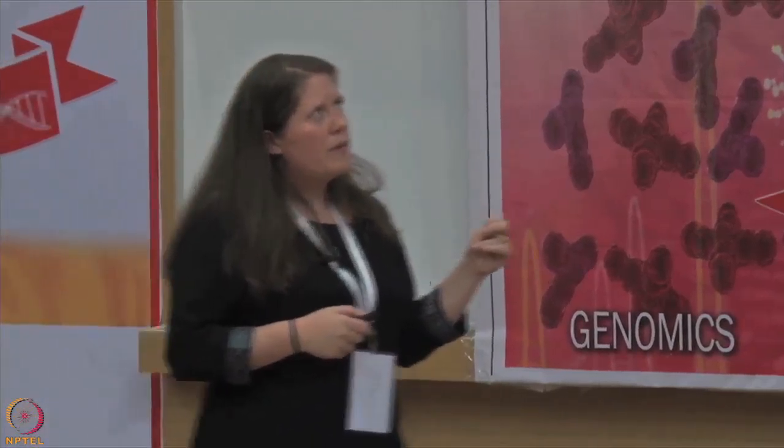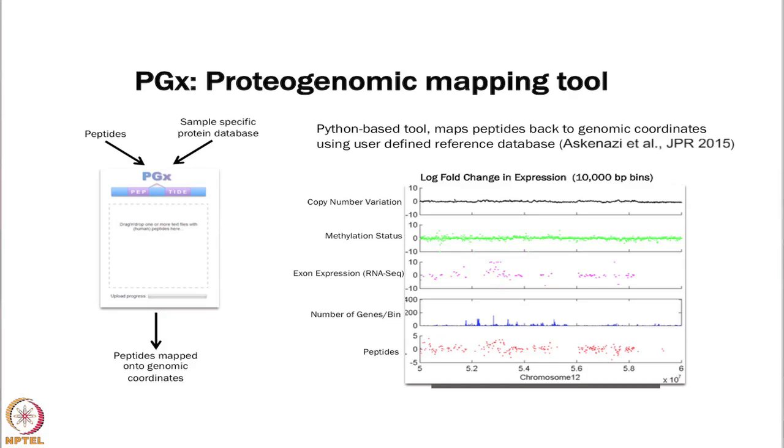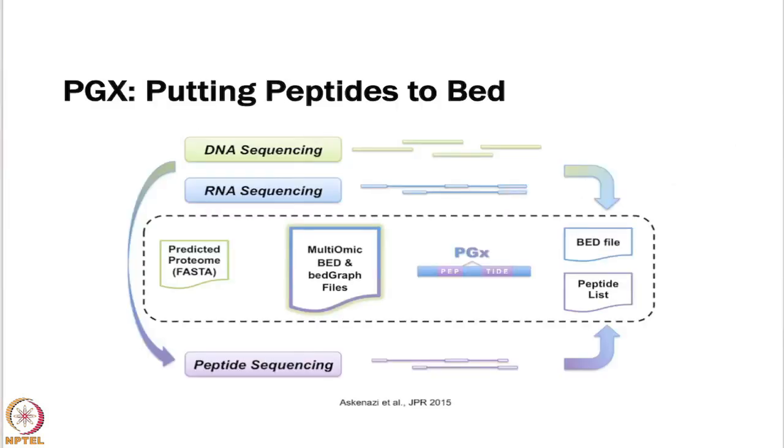So this tool, PGX, is where you can put your peptides and your sample-specific database in, and it will map onto genomic coordinates. Here is a schematic of where you could have all your copy number, your methylation data, your RNA-seq data, and your peptides all mapped to a chromosomal location, and then you can look and see how things are quantitatively changing. You can use all of this data to create bed files, and the bed files are what you then input into IGV, as we did with the junction data.